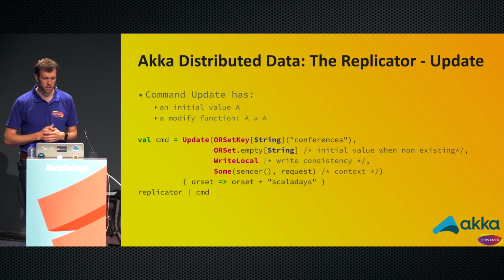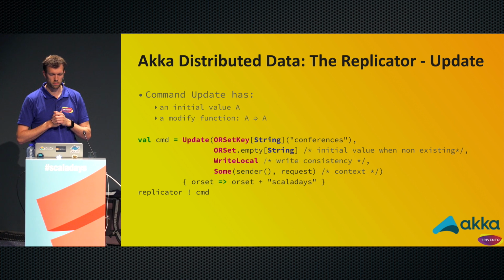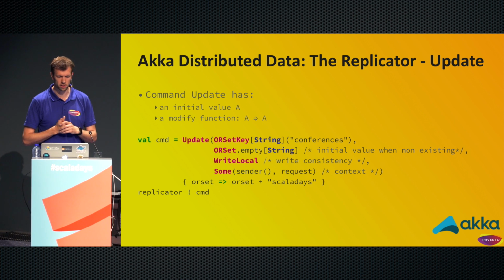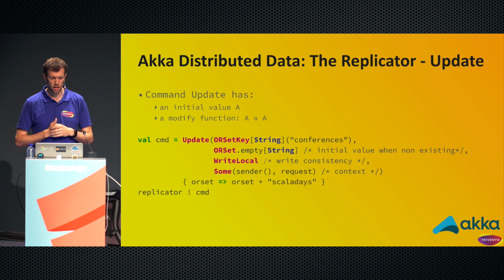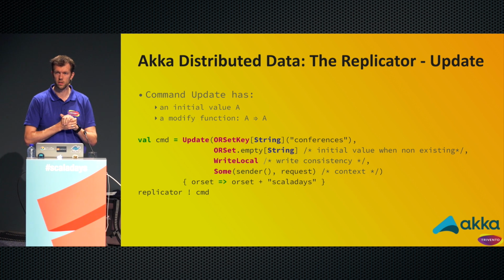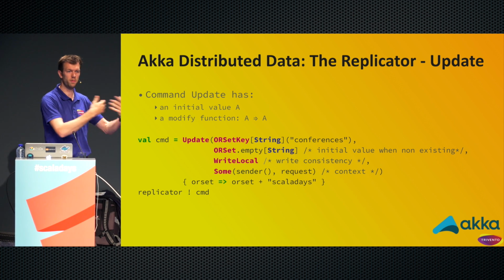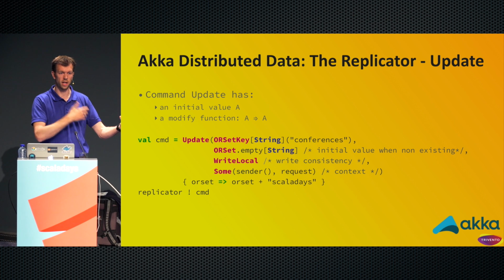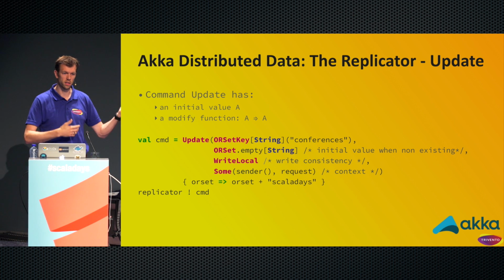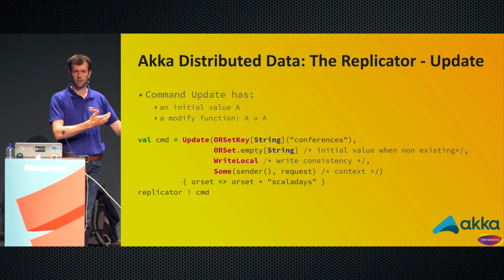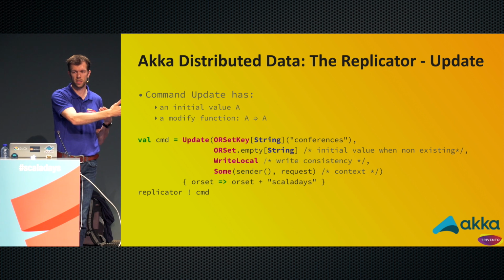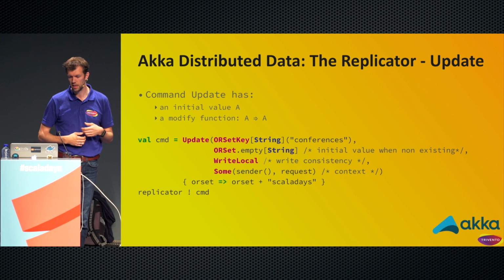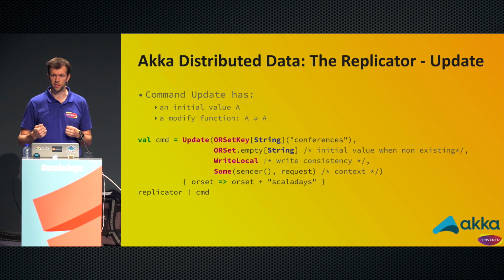So I promised to look at the update function. And the update function has the properties I showed in the previous slide. But it also needs an initial value, which gets used when you update some data structure and it's not there. So again, with this grow-only counter, when I want to use it the first time and it's not there, how do I want to instantiate it? What's the initial value? And a modify function.